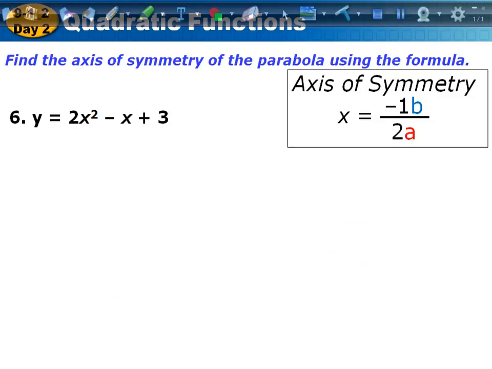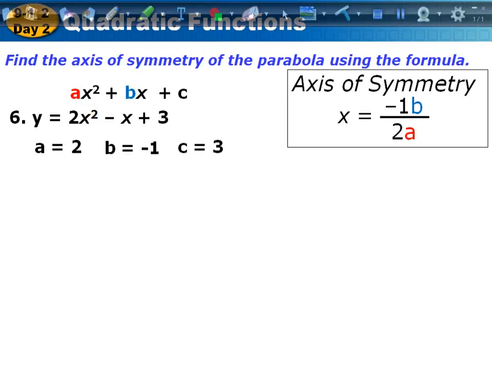Right, here's number 6. y equals 2x squared minus x plus 3. Go ahead and take a minute and write that down. Alright, again, the first thing we're going to do is identify our A, B, and C. There's nothing in front of this x, so we can put a 1 there. So A is 2, that's the number in front of the x squared. B is negative 1, now you have to be careful, it's minus x. And if I were you, I'd go ahead and put a 1 right there. So it's negative 1. And C is a positive 3.